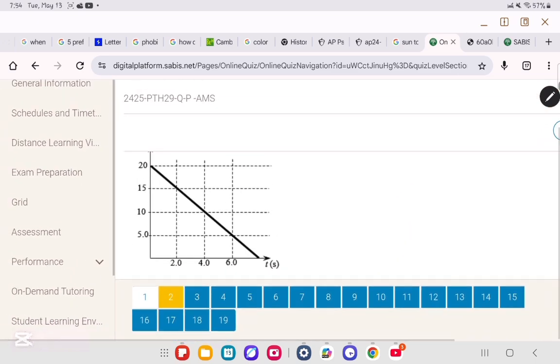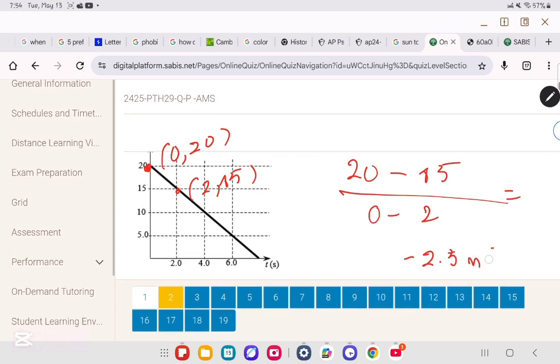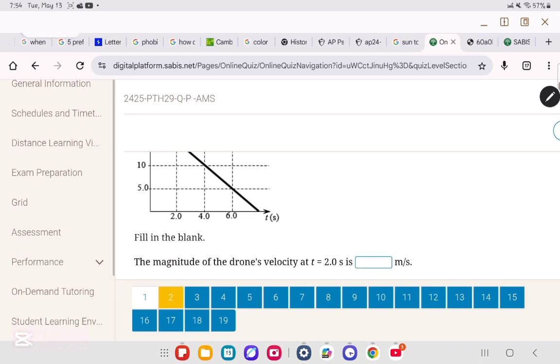So the magnitude of the drone's velocity at time 2 seconds is... you're just going to choose 2 very clear points. For example, this point over here, which is 0, 20, and this point over here, which is 2, 15. They're 2 very clear points. And then find the slope: y minus y, so 20 minus 15, over x minus x, 0 minus 2. You're going to get minus 2.5 meters per second, but they need it in absolute value, so it's going to be 2.5 meters per second.